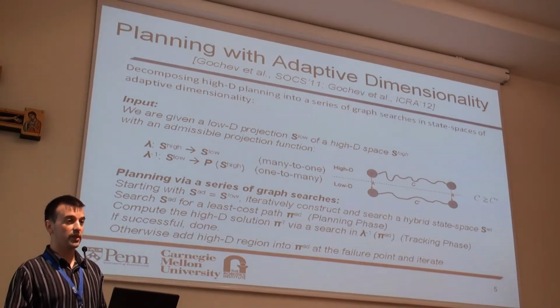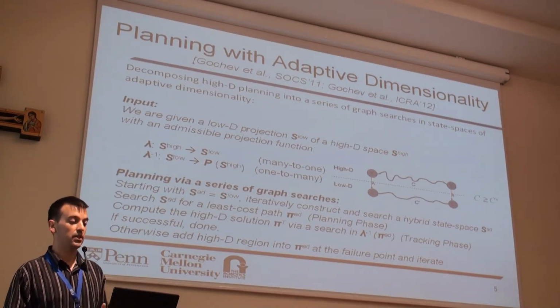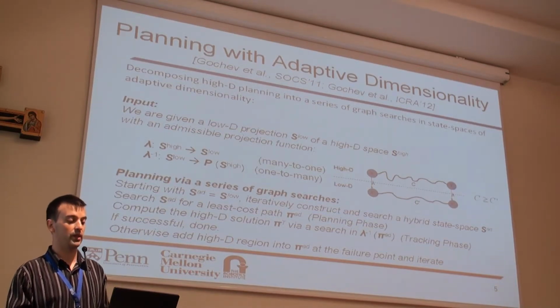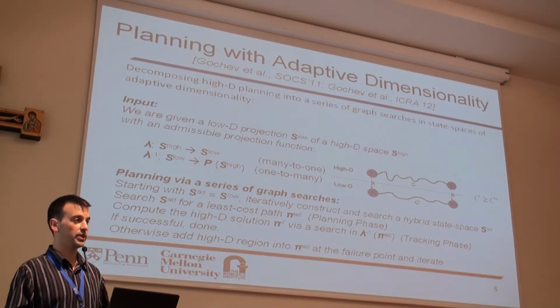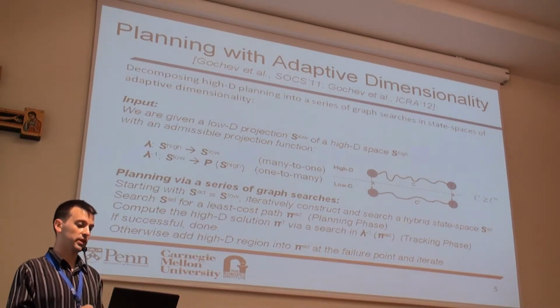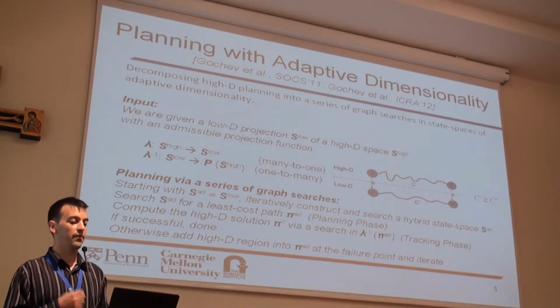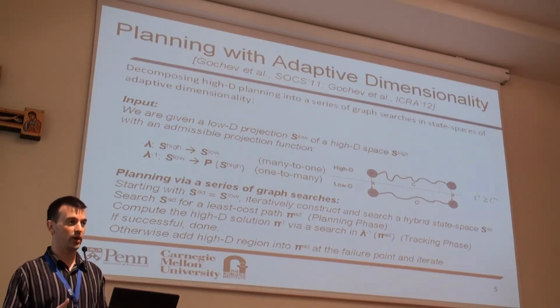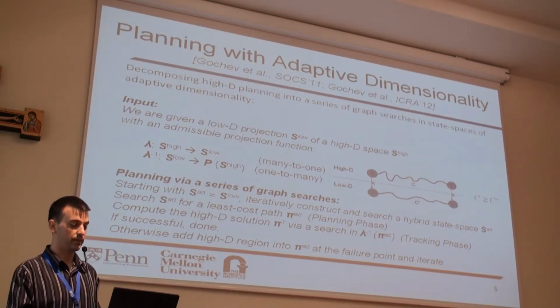We then are going to iteratively construct and search a hybrid state space, which initially is identical to the low dimensional state space. At each iteration, we search this hybrid state space and compute the least cost path through it. Then we construct a tunnel around the path that we compute in the hybrid state space. We're going to search completely high dimensionally only inside this tunnel, which is a subgraph of the high dimensional state space, but it's a much smaller subgraph, so we can search that very quickly. If we successfully find a path through the tunnel, then we're done. Otherwise, we need to introduce more and more high D regions into the hybrid state space.